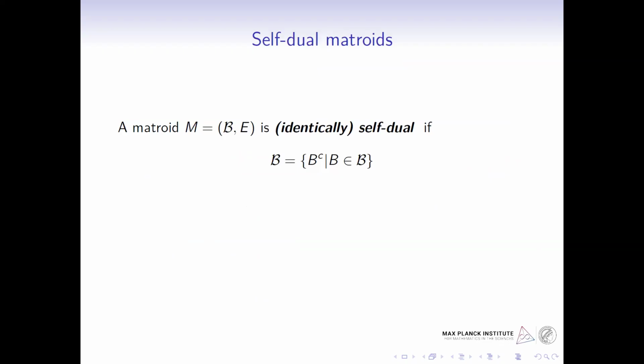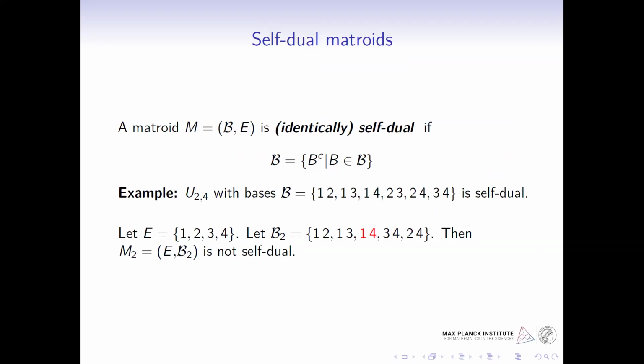So I will say, for brevity, self-dual whenever I mean identically self-dual, which means that the set of bases is closed under taking the complement. So whenever I have a basis and I take the complement, this also has to be a basis. So 1, 2, the complement is 3, 4. This is going to be, of course, true for the uniform matroid U(2,4).